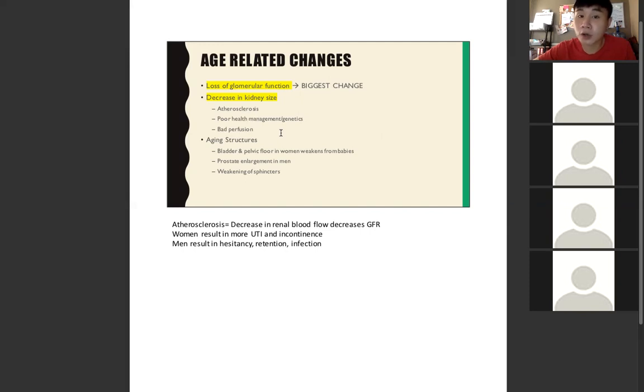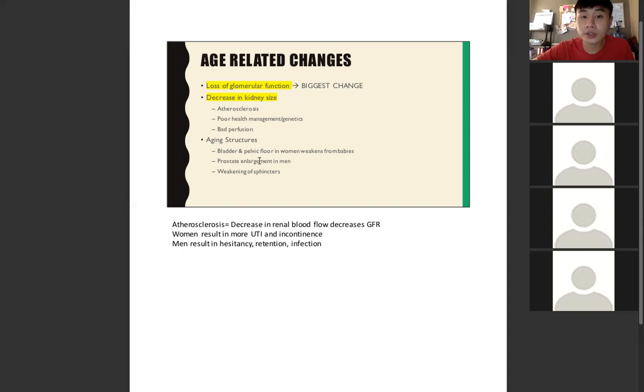We eat too much salt. We don't drink our water. We get dehydrated, and genetics, bad perfusion. We use cocaine, we use stimulant drugs that cause vasoconstriction of the blood vessels. All these things can lead to decreased kidney function.